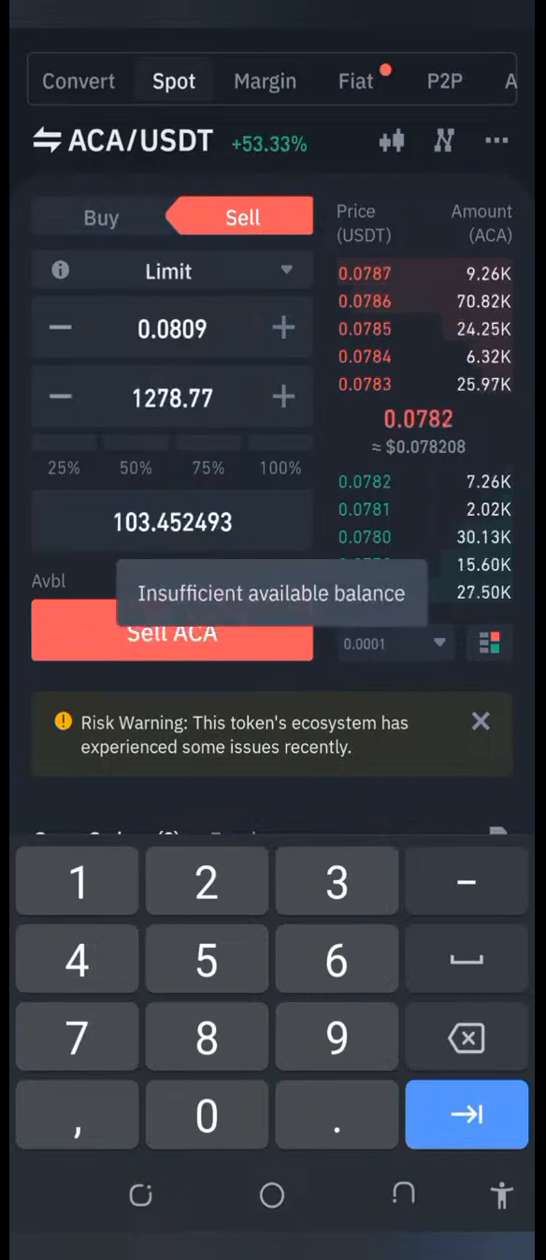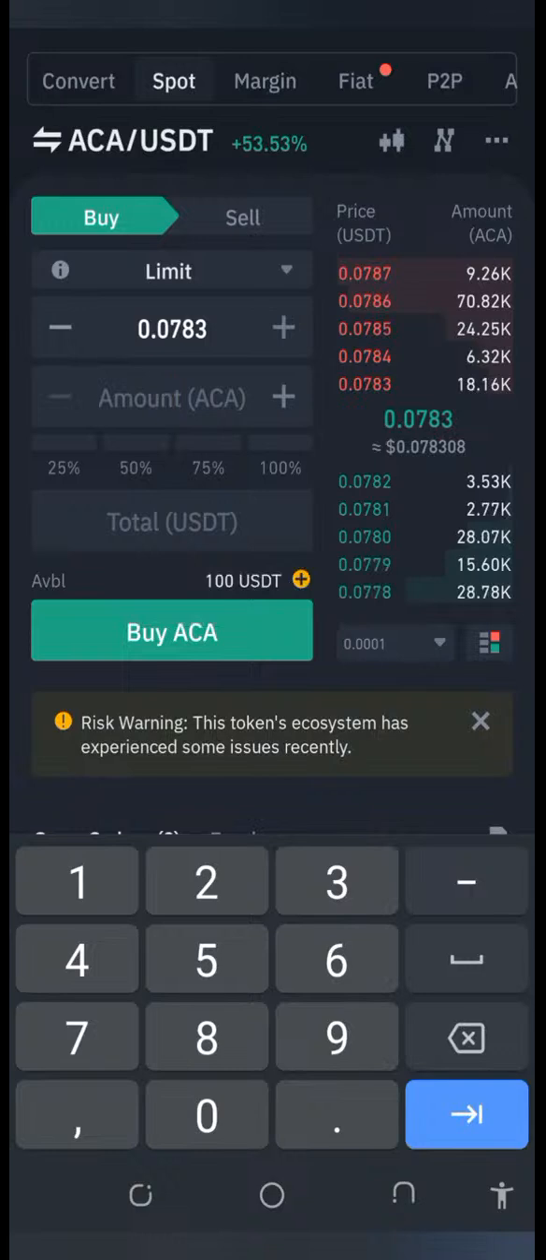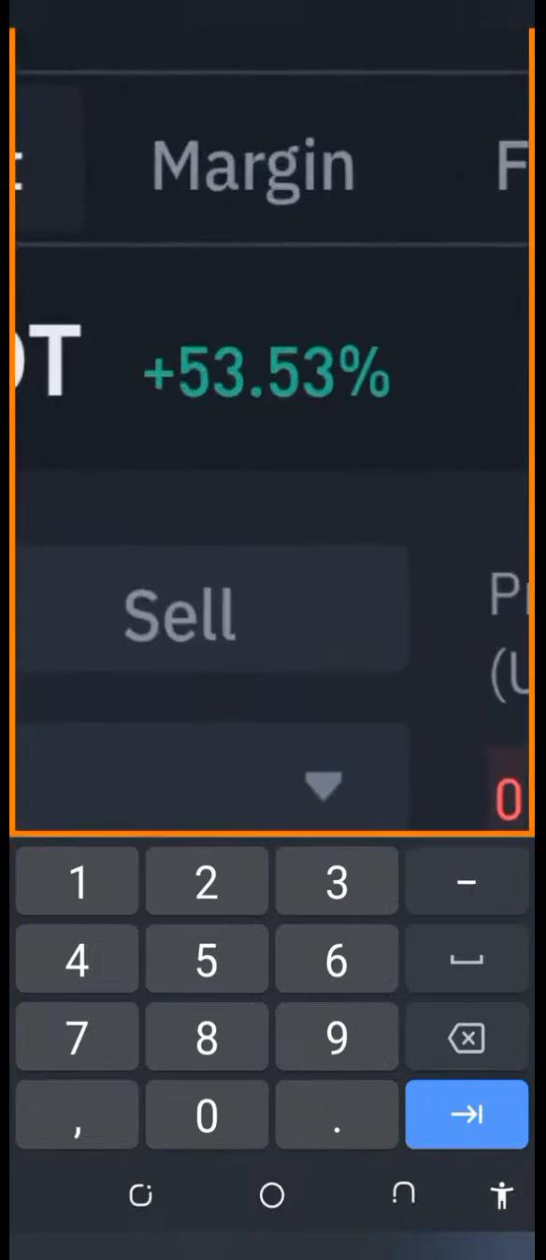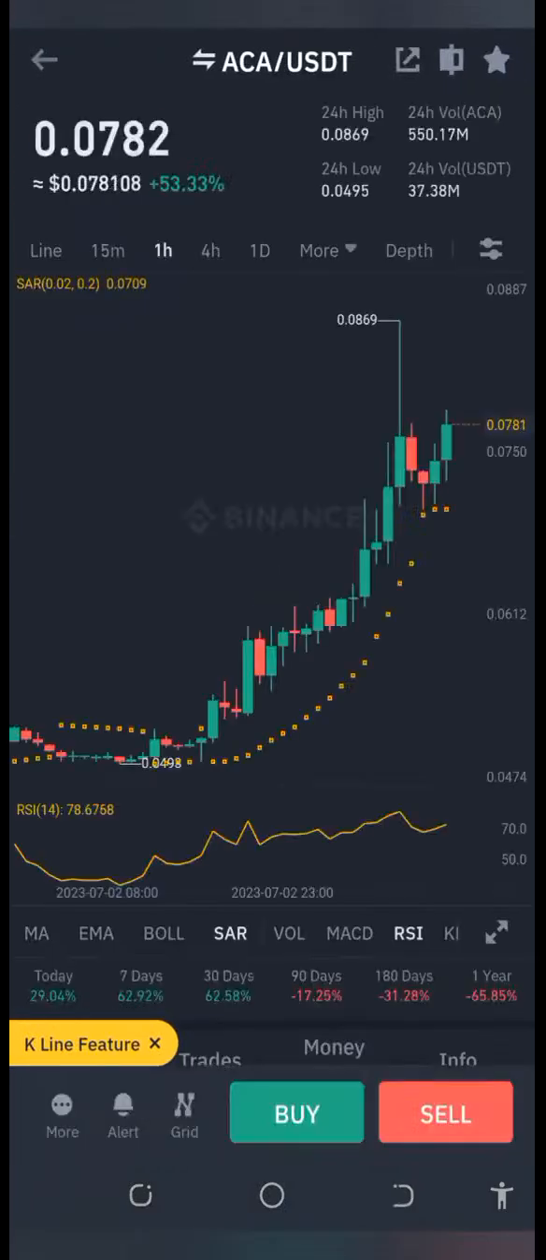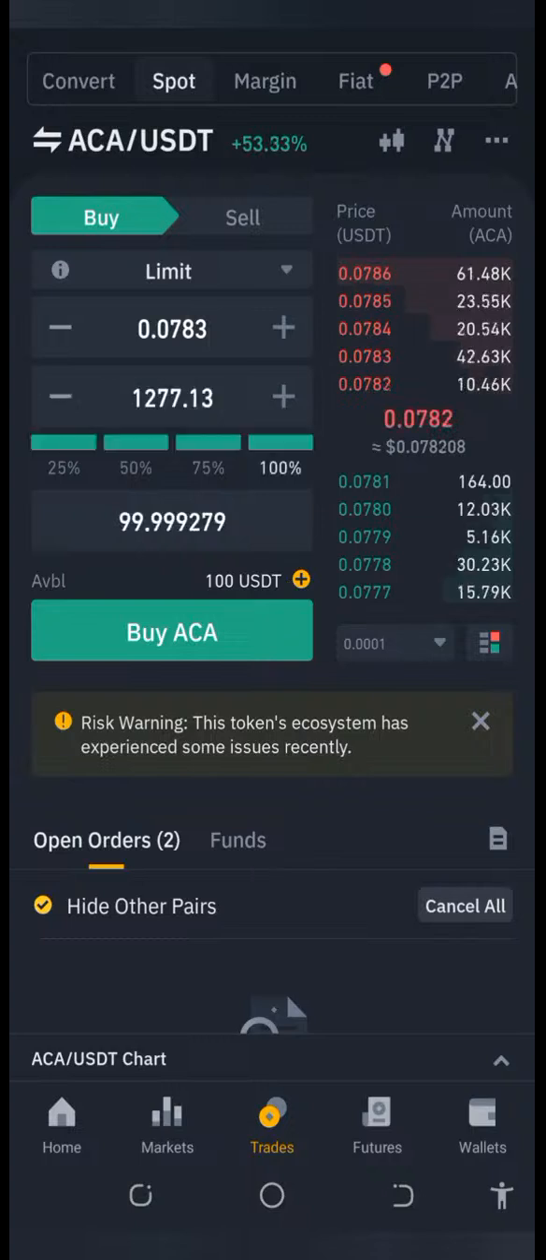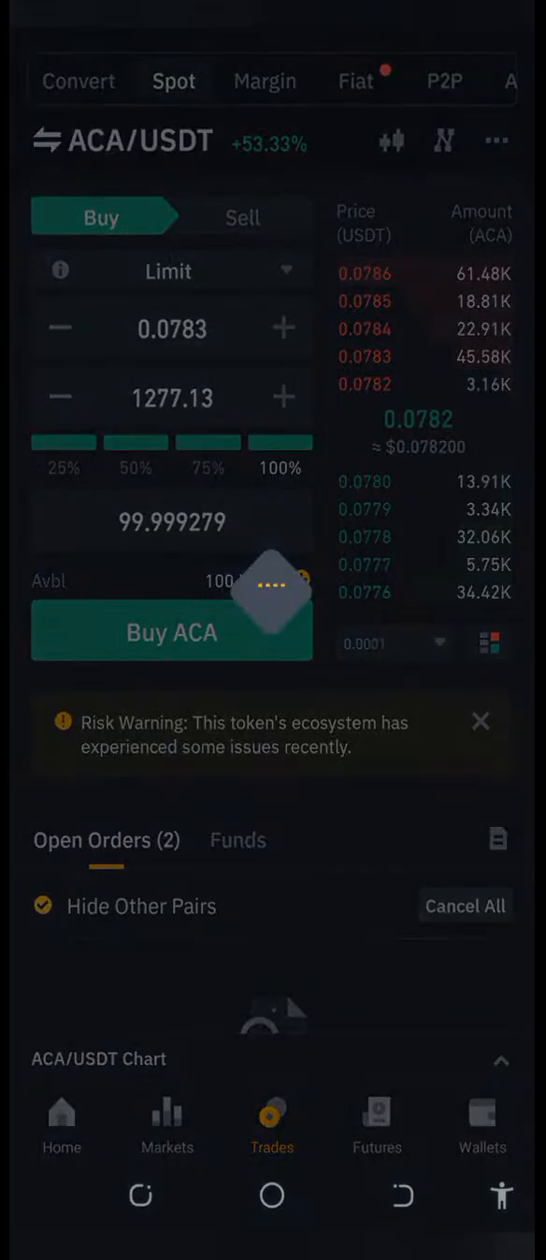Great. Let's not waste time. This is currently how many percent up? 53+%. So we need to get into this fast. But let me just check one more time just to be sure. All right. Let's get into this. Let's go ahead, take our screenshots, and then we go ahead and buy.